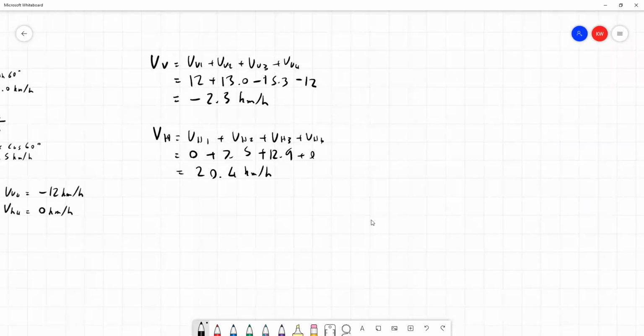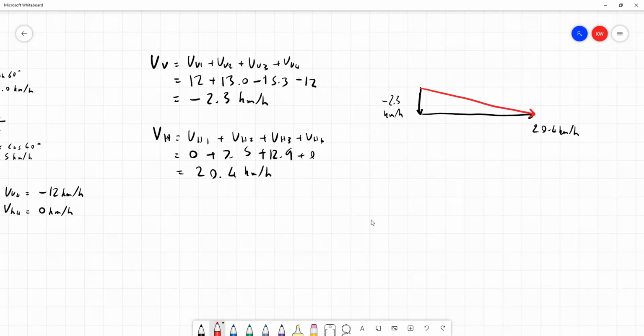Well, we draw another diagram, this time with just these two vectors, in the same way we'd have begun to solve the graphical problem. So we'll draw our vertical vector this way, representing minus 2.3 kilometers per hour. And we'll draw a vector along this way in the positive direction, representing 20.4 kilometers per hour. And again, this isn't a scaled diagram, it's just to illustrate what we're trying to work out. And our resultant vector is going to be, I'll put it in red here, this line here.